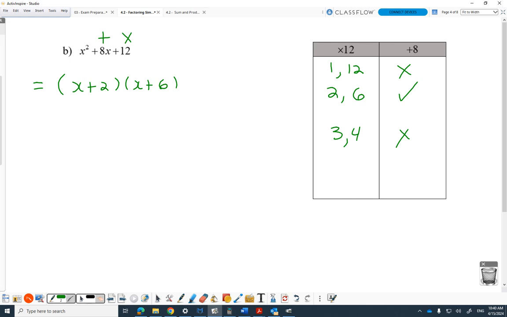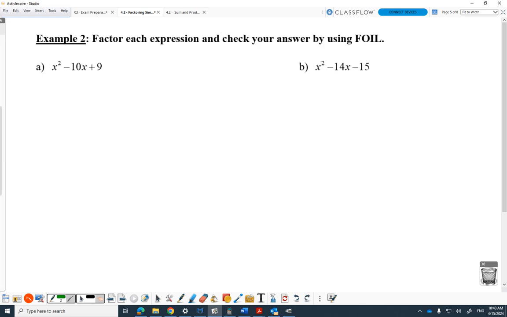Negatives. Negatives are the only possibility of messing you up here. Okay? Here we go. X squared minus 10x plus 9. Let's go through the systematic method. What do they have to multiply to? 9. What do they have to add to? Negative 10.